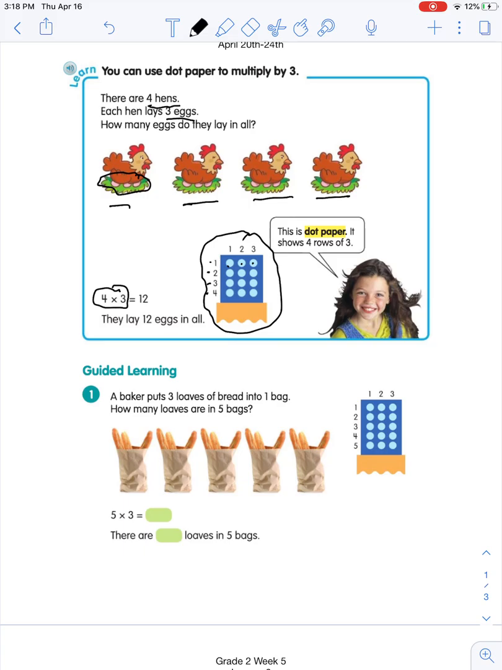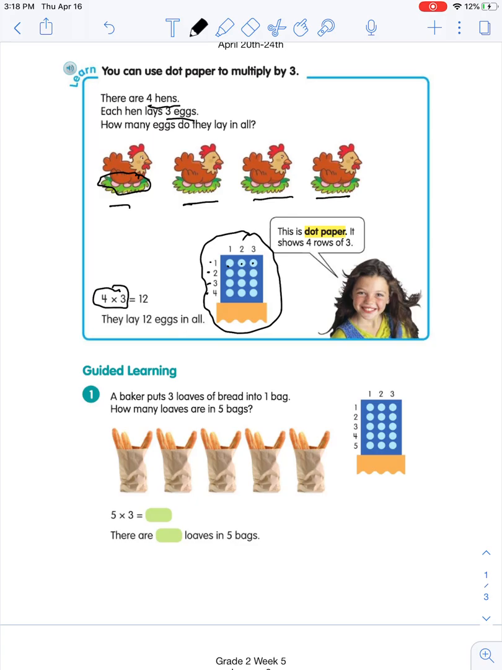We know we can skip count to figure that out. 3, 6, 9, 12. I have 4 fingers up. I don't know about you, but if I count on my fingers by threes, 3, 6, 9, 12, I get to 12, our total, right? So we know they lay 12 eggs in all.